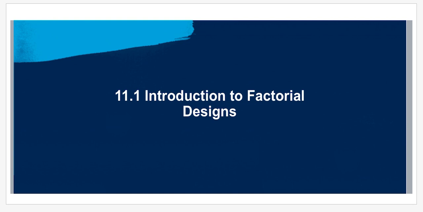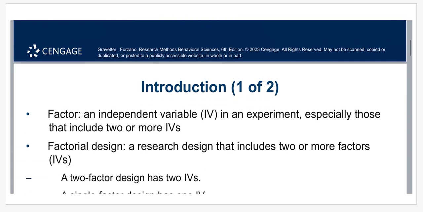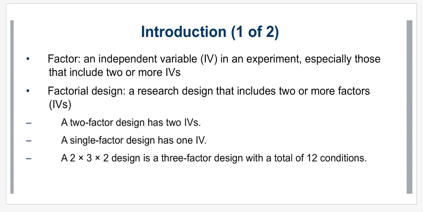But as we just talked about in that example, variables like this rarely exist in isolation in real life. Usually there are multiple variables that are influencing behavior all together at one time, right? And so to understand and mimic these more complex real life situations, you need a research design that can do that. And so that is what a factorial design does. It is a research design that includes 2 or more factors or independent variables.